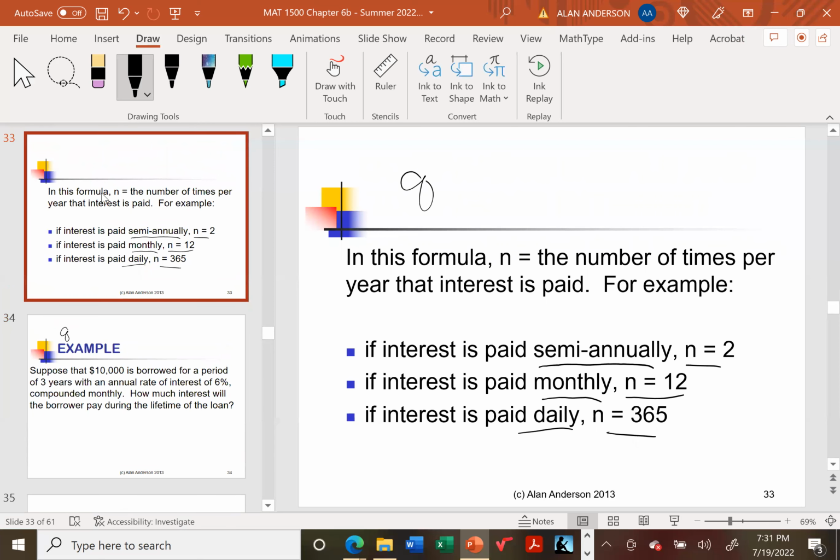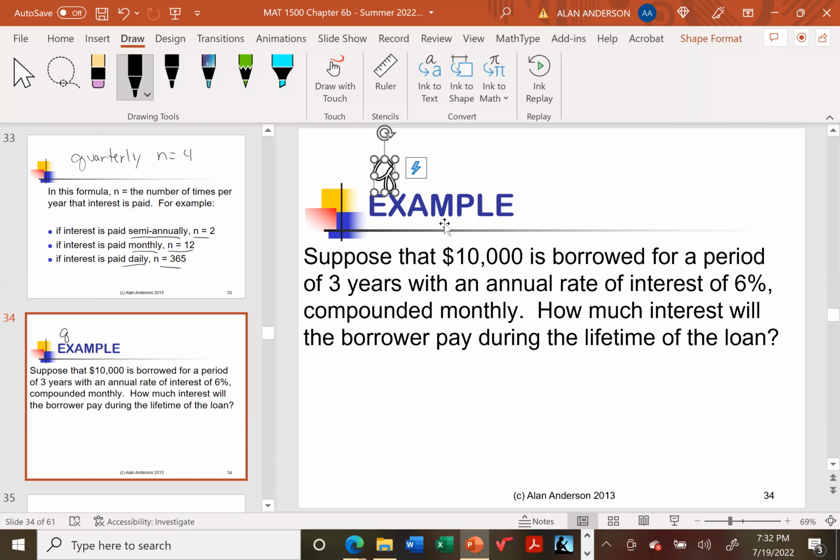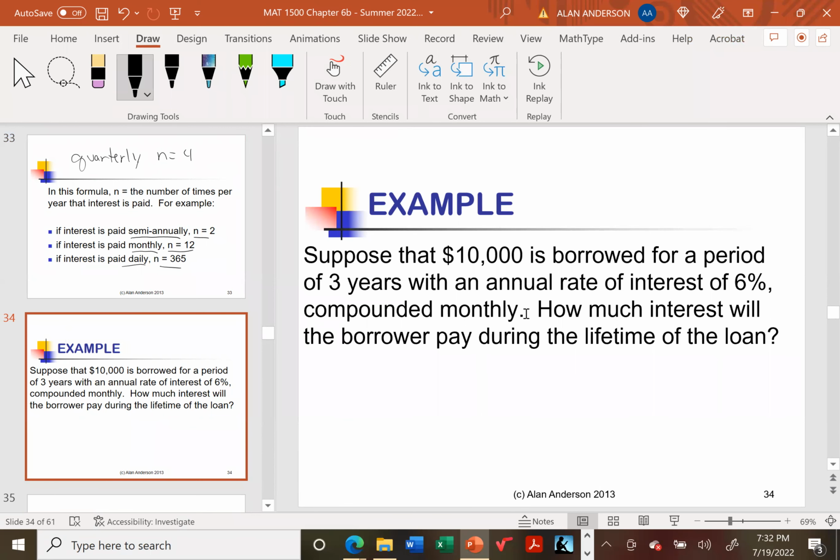Quarterly would just mean 4 times a year. And there might be some cases where you see this, but for the most part, you can assume that interest is compounded daily. Certainly on your credit cards or on your car loan or any other loan you may have, almost certainly it is being compounded every day.